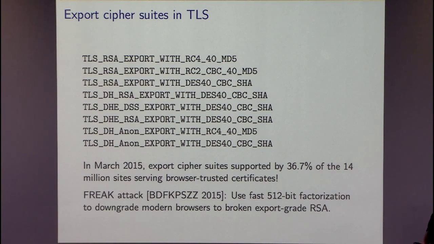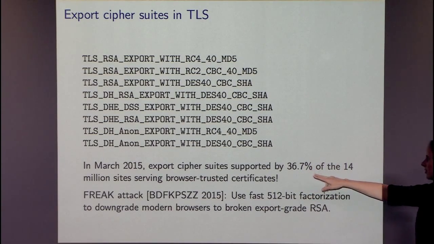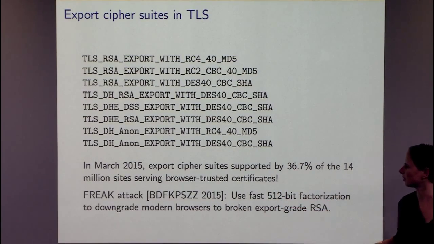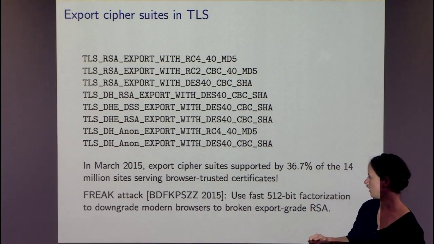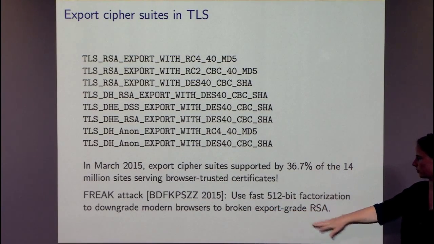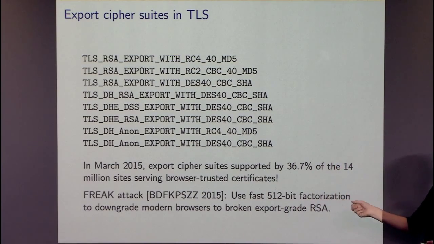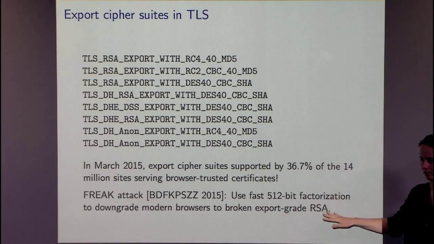So in March 2015, export cipher suites were supported by 36.7% of these 14 million sites, which is surprisingly large. And there was a paper with Karthik Bhargavan, which had several vulnerabilities, but this included the FREAK attack, which used fast 512-bit factorization to downgrade modern browsers to broken export-grade RSA.